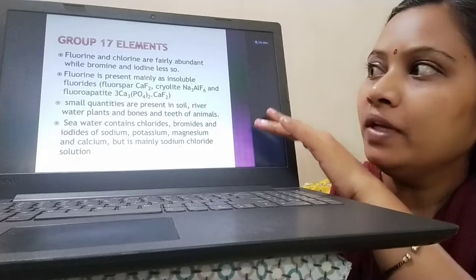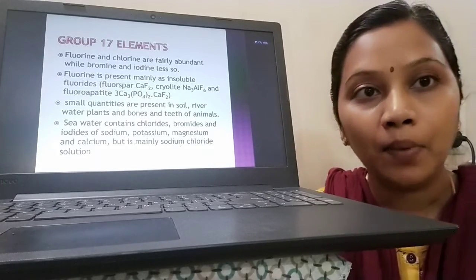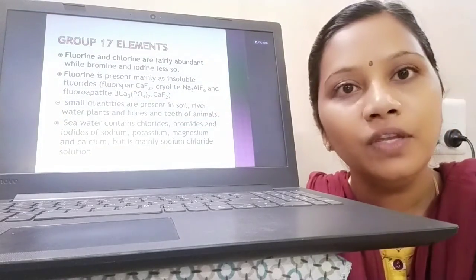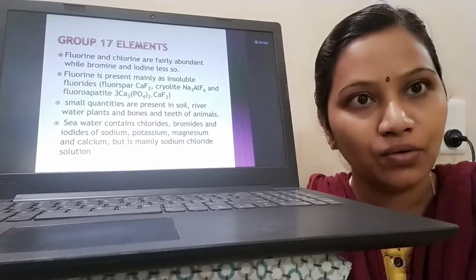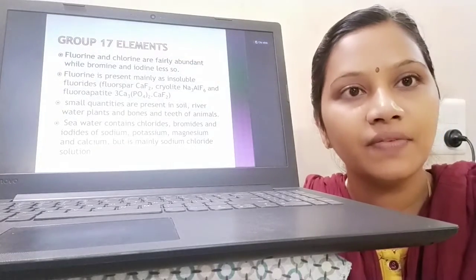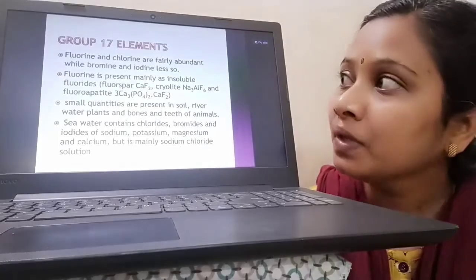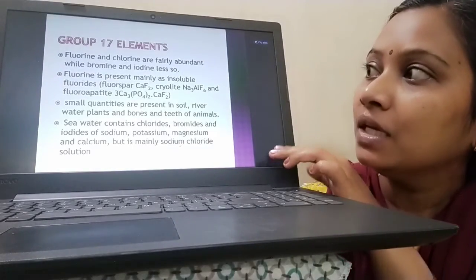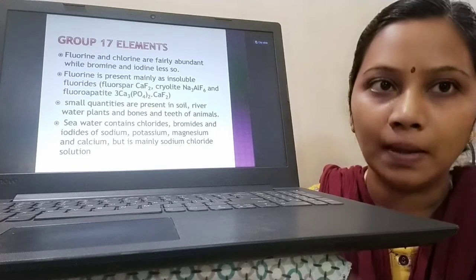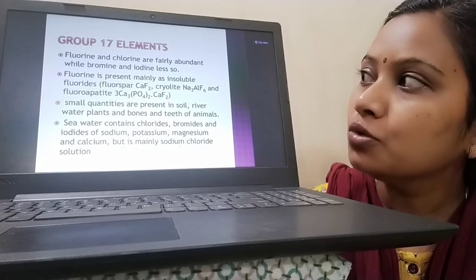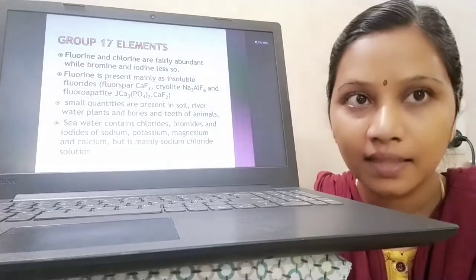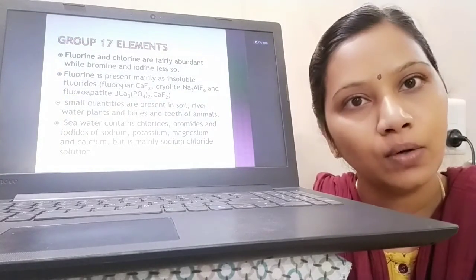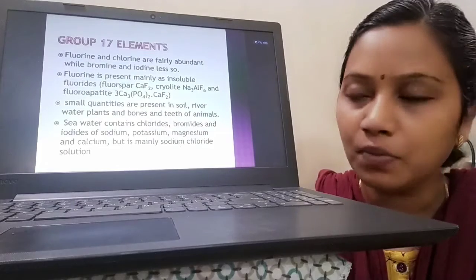Now moving to the properties of the elements. We know from the beginning of class 11 that fluorine is more electronegative than even oxygen, which we have seen even in hydrogen bonding. Now coming to the elements, fluorine and chlorine are abundant compared to bromine and iodine. When you compare bromine and iodine, the existence of fluorine and chlorine is more. This is the first property.